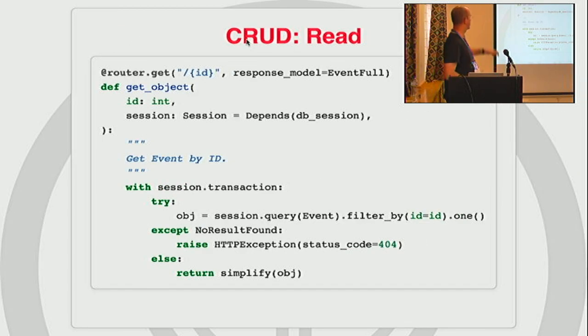Reading them, even more simply. So we have our URL handler. We have an ID. We say we need a database session. From the session, we look it up. If it's not there, we return a 404 by raising an exception. If it is there, we just return the object.